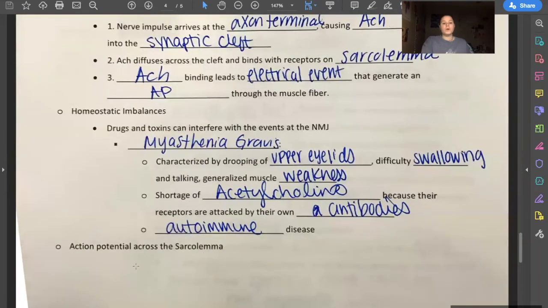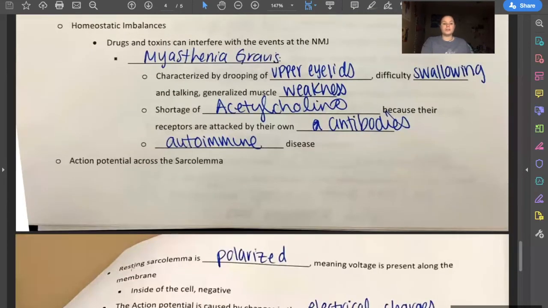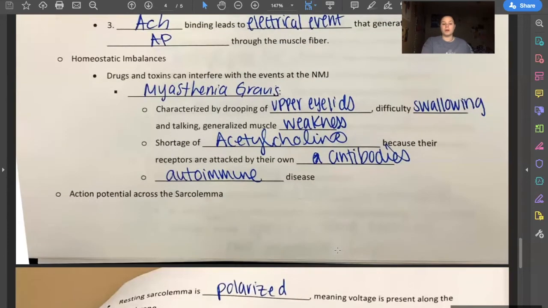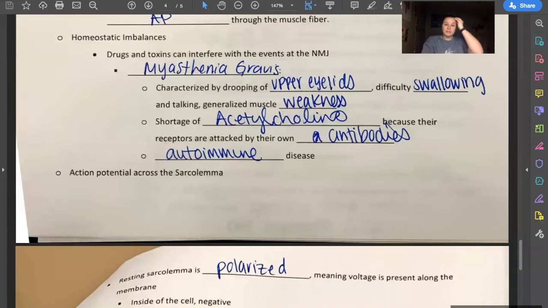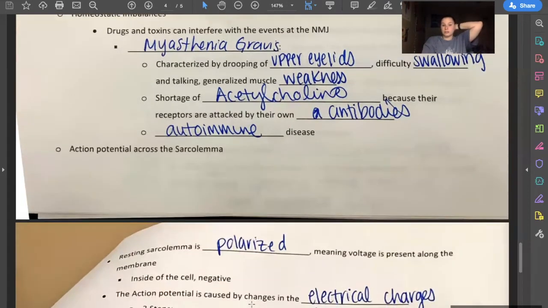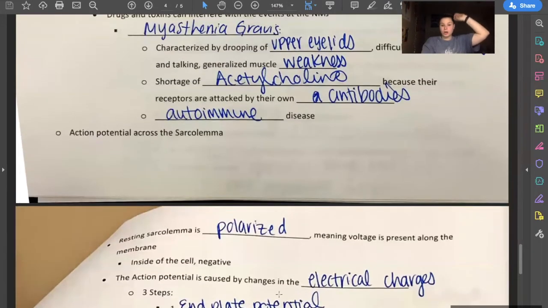All right, so the action potentials across the sarcolemma. The resting sarcolemma is polarized, meaning voltage is present along the membrane, which we talked about. It's polarized because there's a lot of one charge up here and a lot of the opposite down here, almost at opposite poles. There's lots of voltage because there's a huge difference between the two. Inside of the cell is negative and outside the cell is positive. So the action potential is caused by electrical charges, with a lot of negative inside the cell and positive outside the cell.